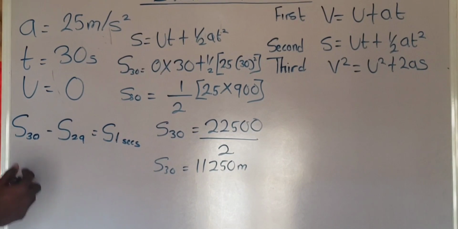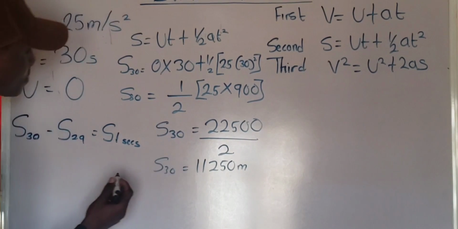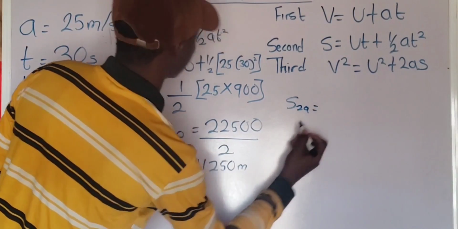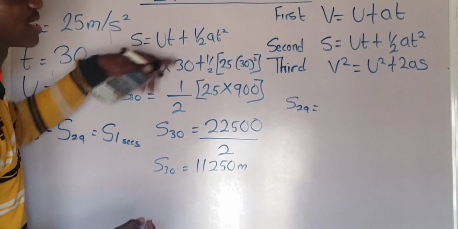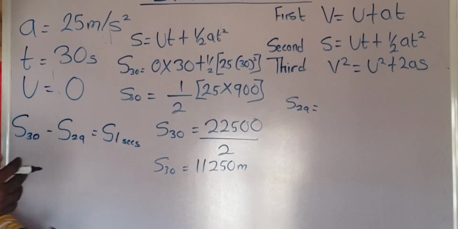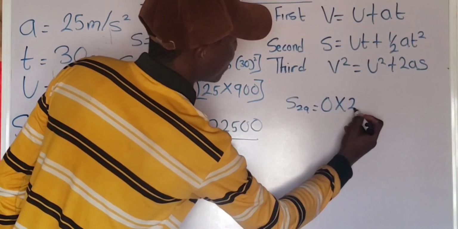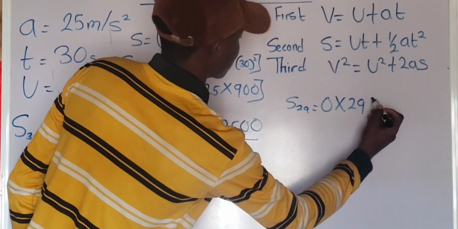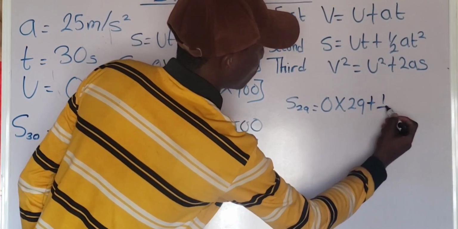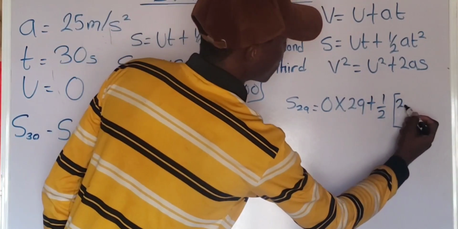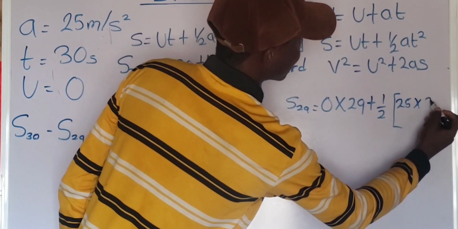Now, let us calculate the distance that the Formula 1 car covers in 29 seconds. For this, S29 in 29 seconds is equal to, we are still going to use the same formula, but the time now will change. So S29 is equal to 0 multiplied by 29 plus 1 over 2 AT squared. A is 25. So I'm going to have 25 times 29 squared.